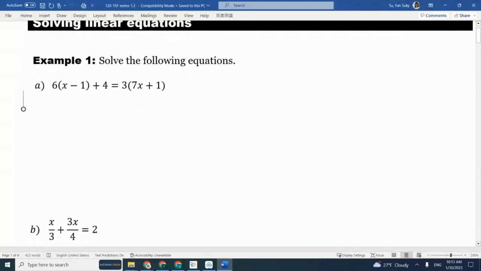Okay, so we want to solve the following equation. First of all, we want to break the parentheses. So we distribute, right? 6 times x is 6x. 6 times negative 1 is negative 6. Plus 4, 3 times 7 is 21x. Plus 3. Okay, and then let's combine like terms. So 6x minus 6 plus 4, what's that? Negative 2.